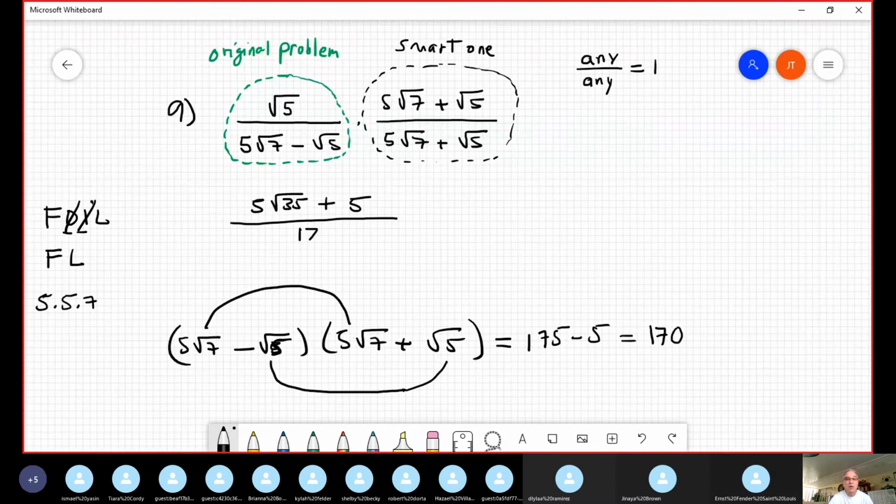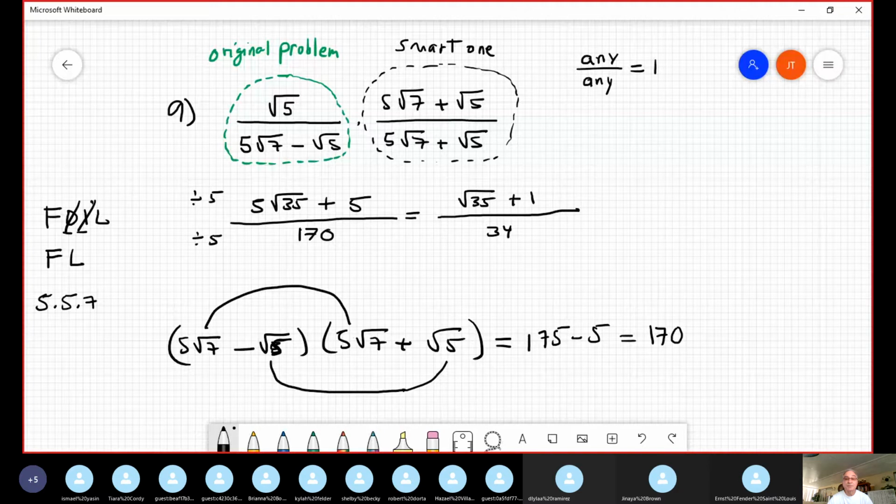Okay. Can we simplify? We can, because 175 is divisible by 5. Any number ending in 5 or 0 is divisible by 5. When you divide it by 5, it's 35. So if you divide top and bottom by 5, it's obvious that this 5 disappears. So it's like 35 plus 1 divided by 34. We're going from 170 divided by 5.